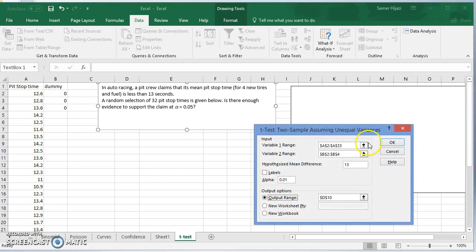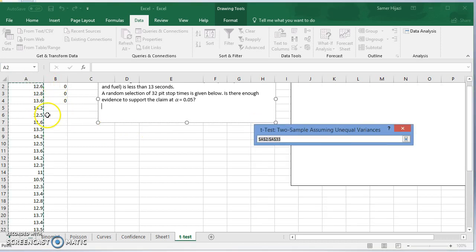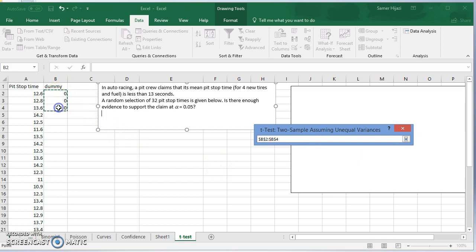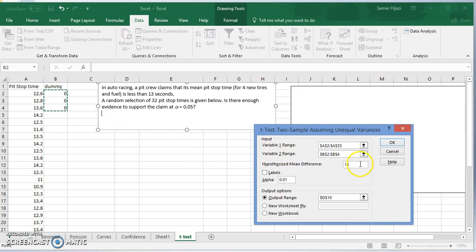Click OK, and we're going to select the data values for the first set. We're going to select the dummies for the second set. The hypothesized mean difference is 13 because it's the difference between the two means, the two claims. This is 13, this is 0, 13 minus 0 is 13. We're going to assume alpha is 0.05, and we're going to put the output range over here, and we're going to click OK.